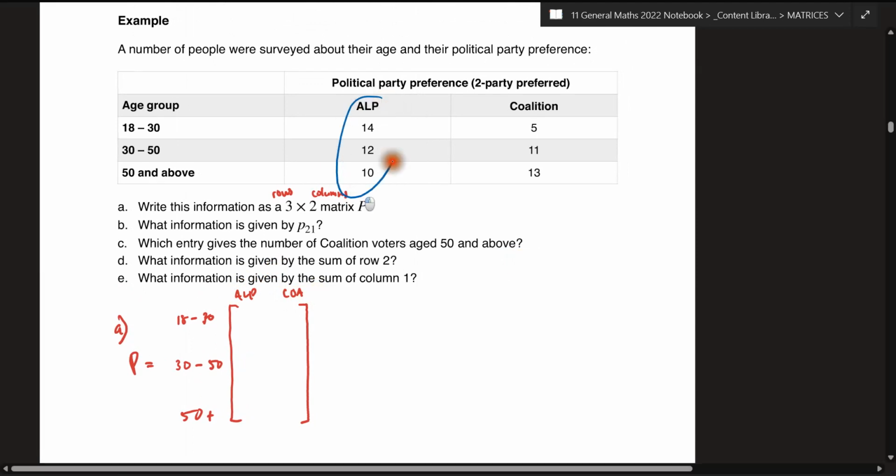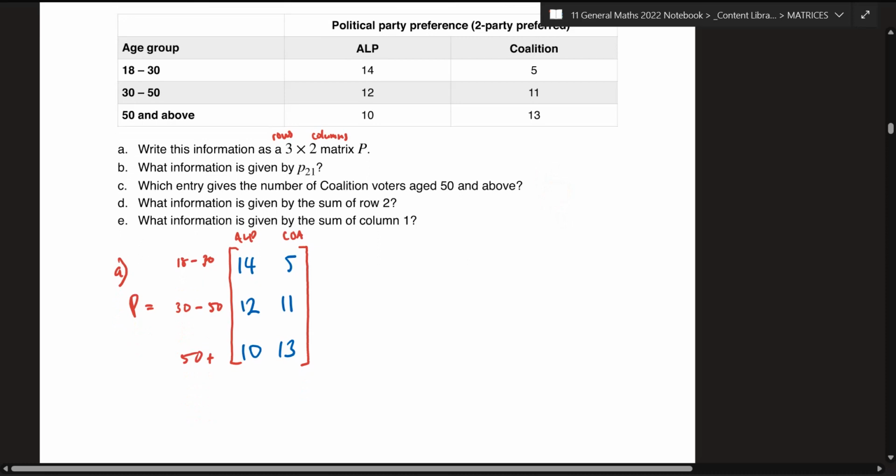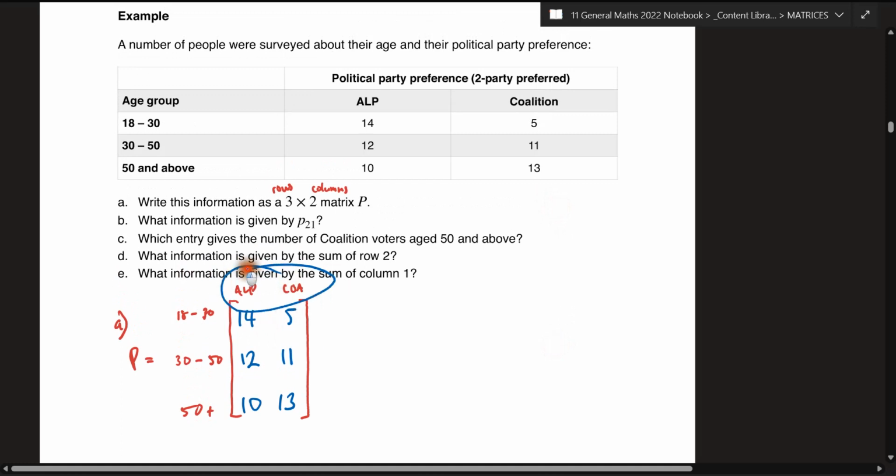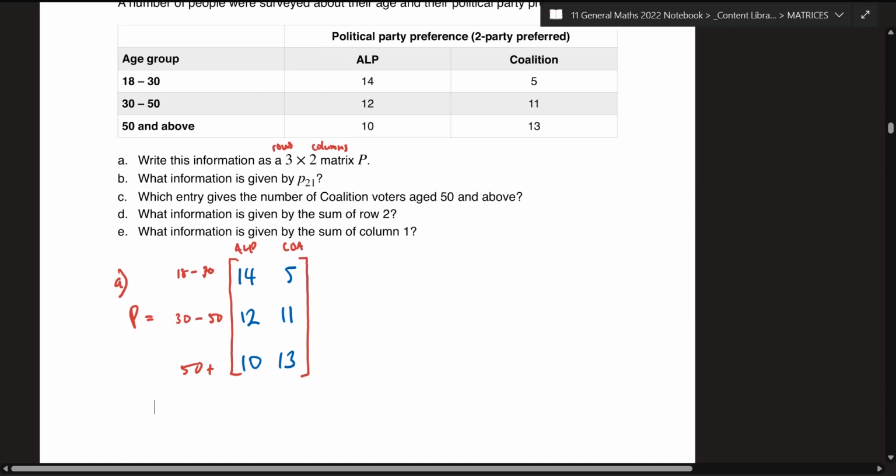So we're going to transfer these numbers into our matrix. For the first row, first column, or the first element here, 14. Next element, just going by the rows, it's 12, and the third one is 10. So for the second column, you've got on the first row 5, second one's 11, 13. And there is your matrix, matrix P, 3 rows, 2 columns, and it's got all the elements that we have there. Again, making sure that you write down the name for each row and each column so you know what you're working with.